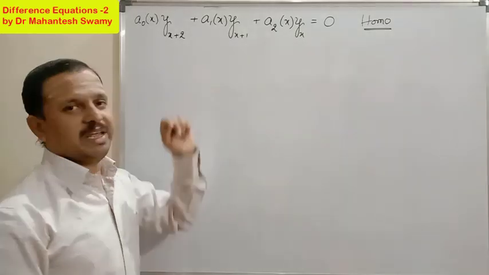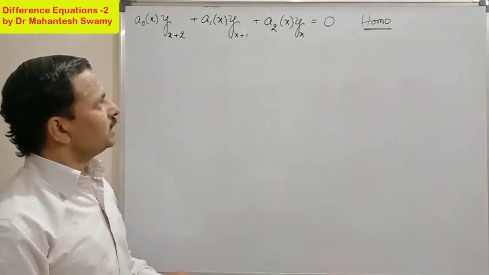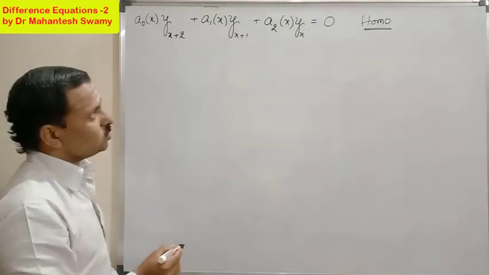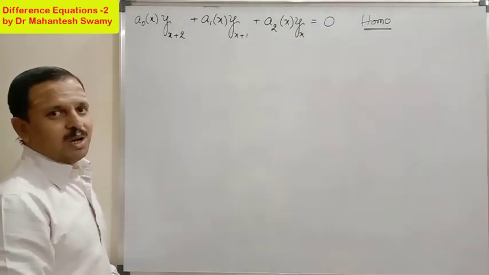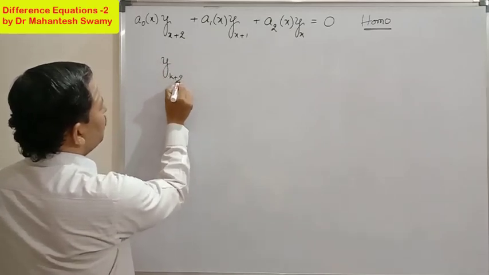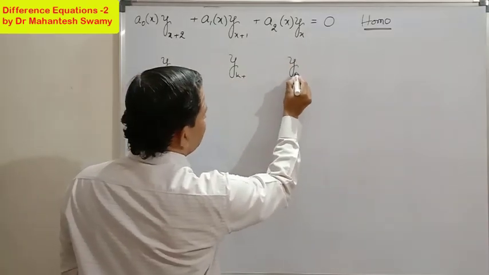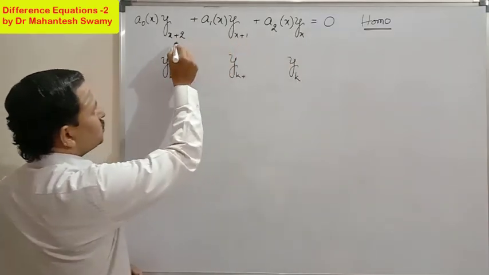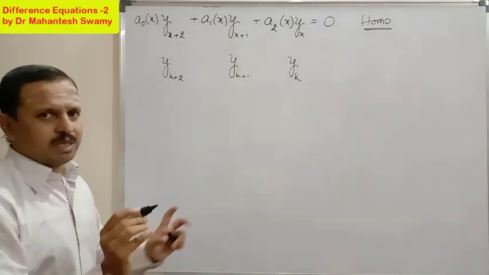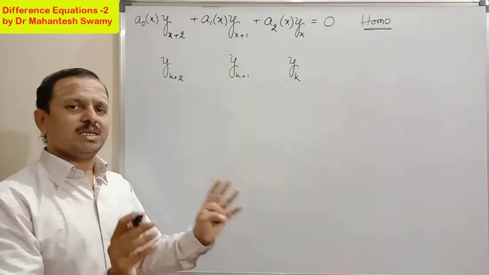with constant coefficients and linear. I should tell you that these arguments can be denoted as y(x+2), y(x+1), y(x), or they can also be denoted as y(k+2), y(k+1), y(k). There is no difference and no problem; both forms mean the same thing.